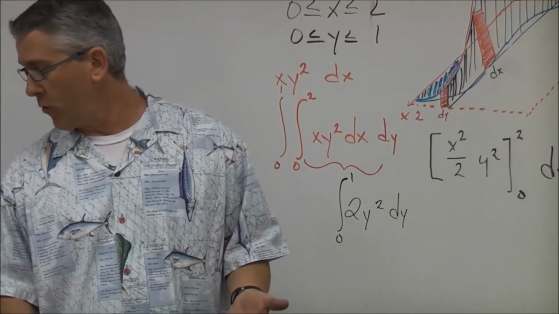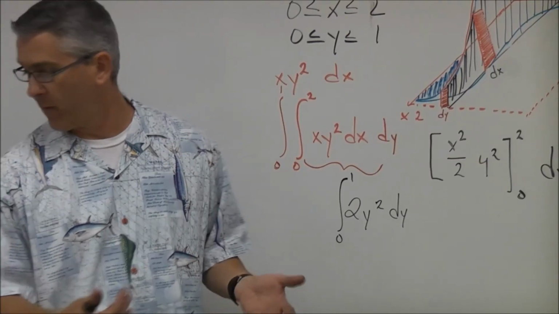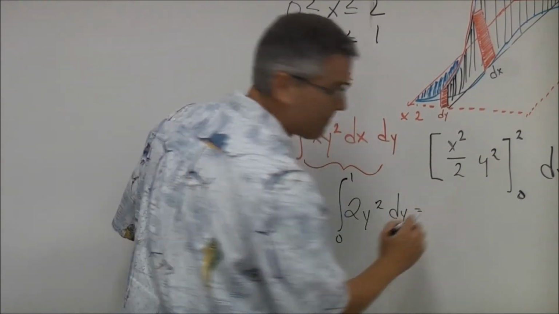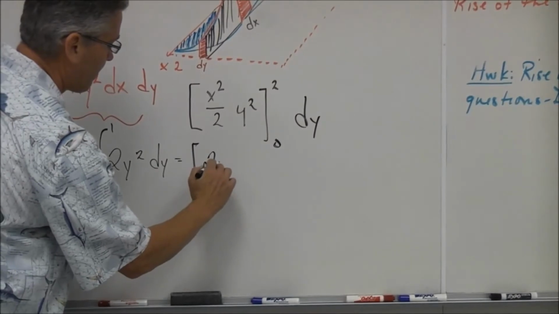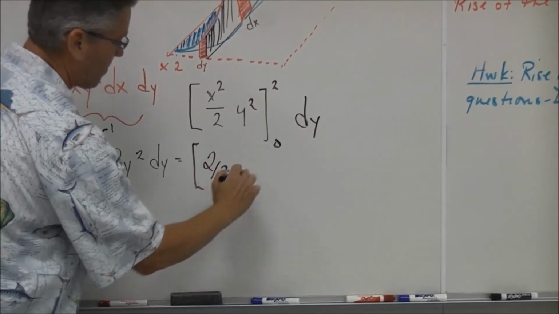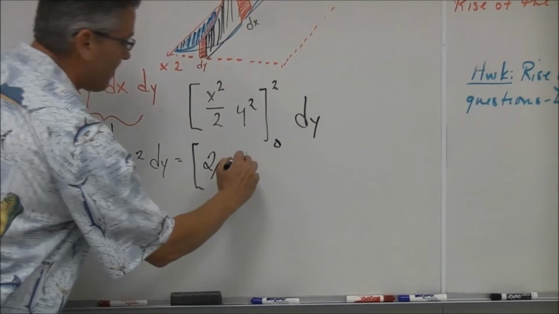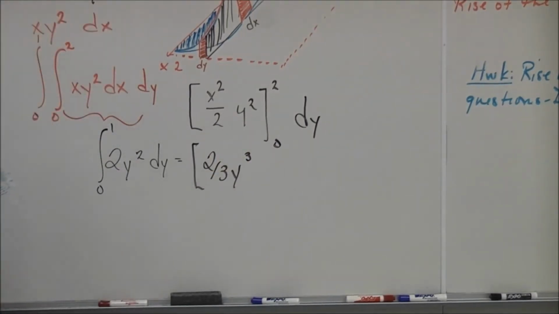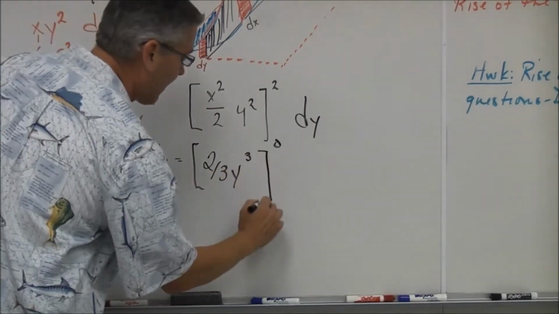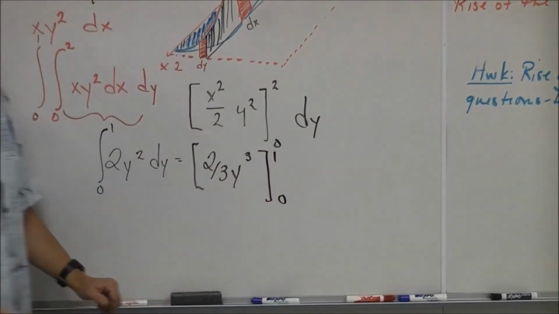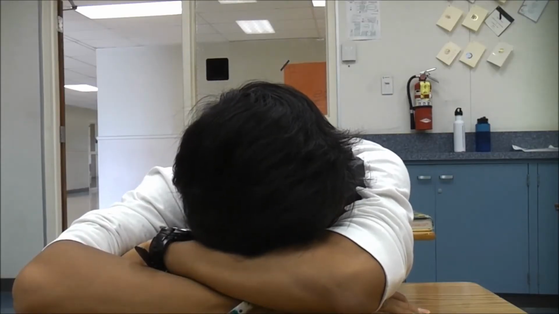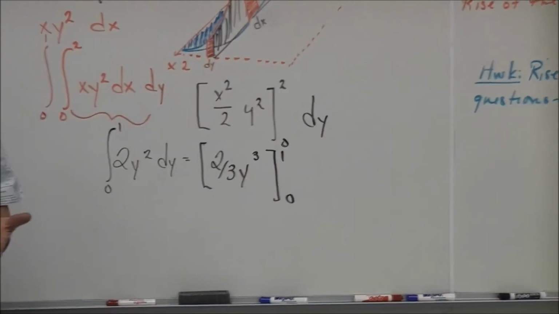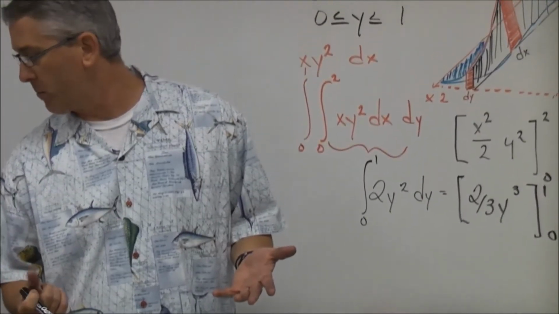2/3 y to the third power. Okay, and we're going to evaluate that at 1 and 0, which is equal to 2/3. If our units were meters, this would be 2/3 meters cubed, or cubic meters.